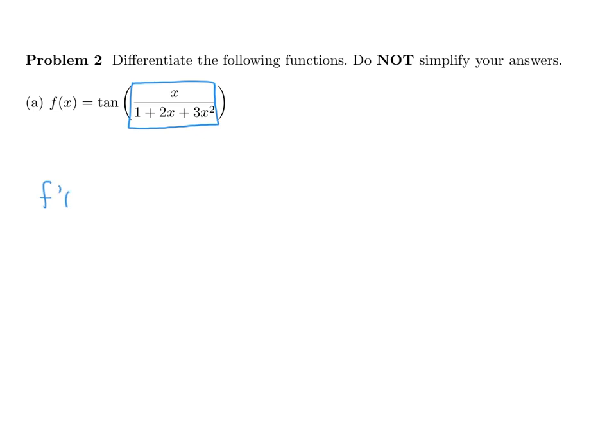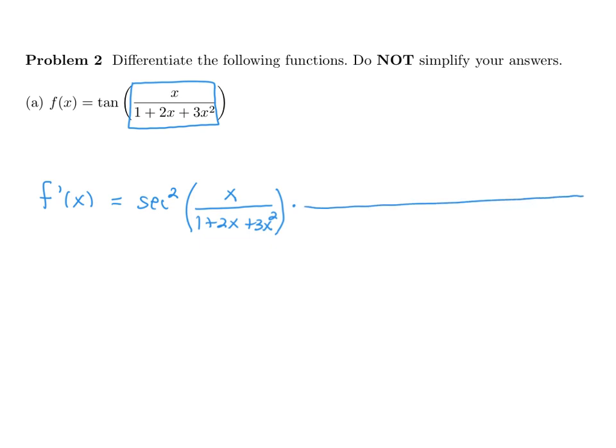If you want to find f prime of x, we start by taking the derivative of tangent. The derivative of tangent is secant squared. And we leave the inside thing alone. We're pretending that this is acting just like a variable x. But then we say, well, the thing composed in the function wasn't x. It was much more complicated. For this reason, we have to multiply by the derivative of this thing. Again, I said it's a fraction, so I'm going to use the quotient rule.